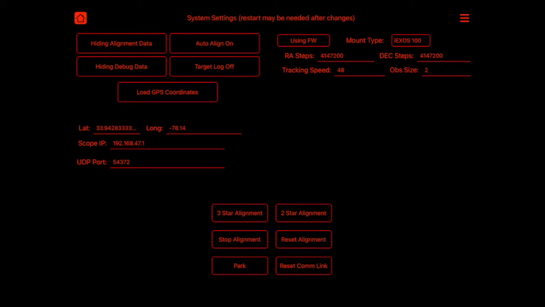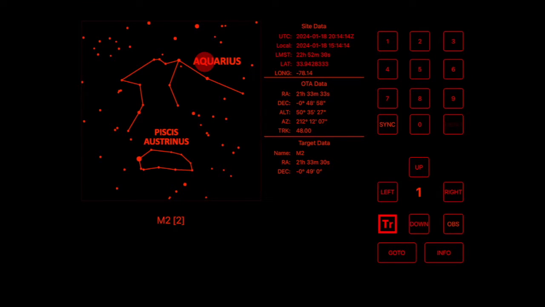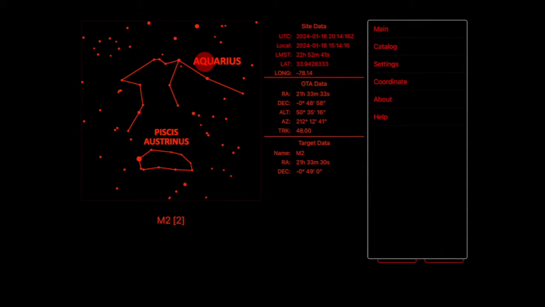There's auto align on, you touch it, and you touch it back. So that was auto align off. Let's go do a go to and watch what happens when auto align is on. So we'll go to the menu, and we're going to go to the catalog.